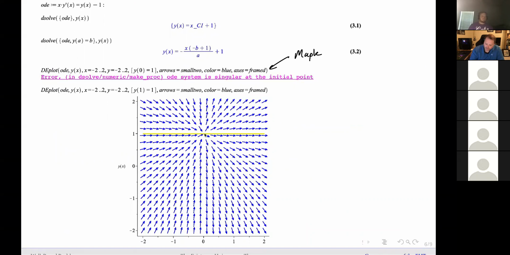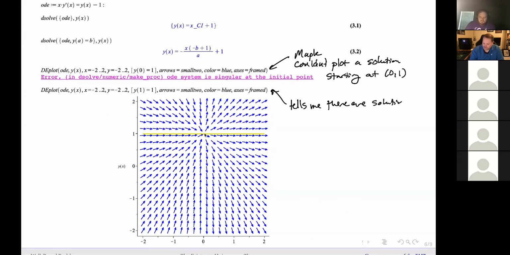Maple couldn't plot a solution starting at the point 0, 1. This tells me there are solutions passing through 0, 1. In fact, all solutions pass through 0, 1.